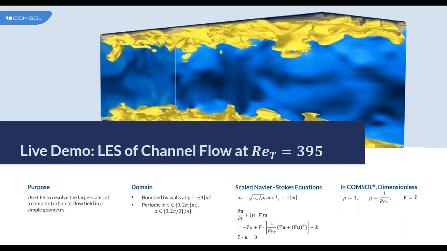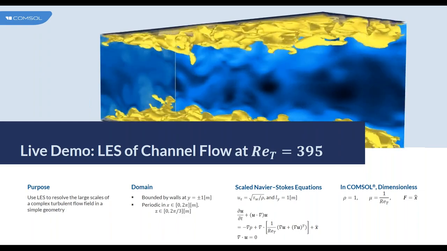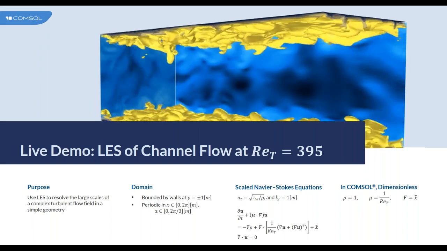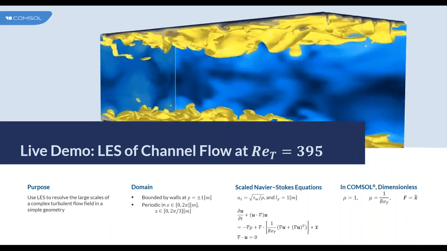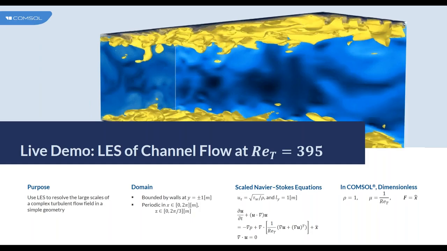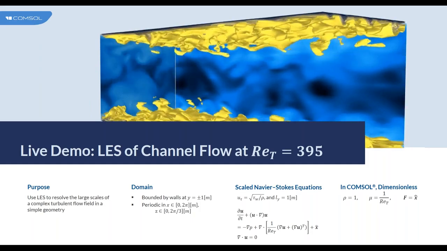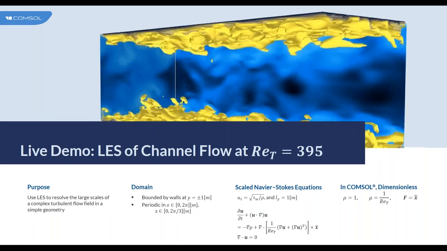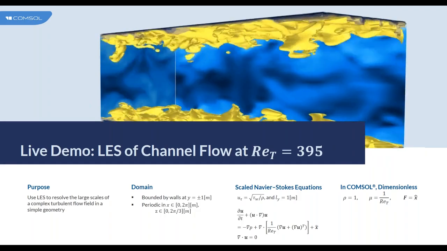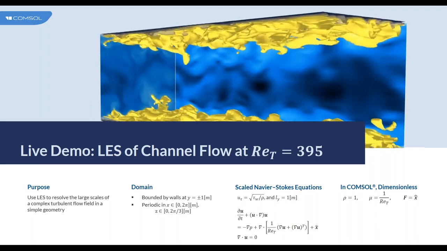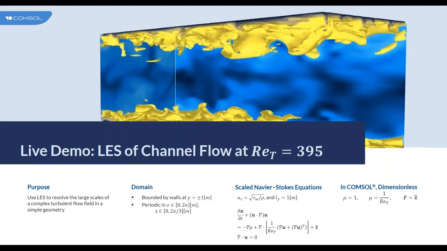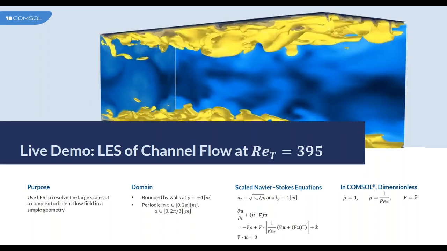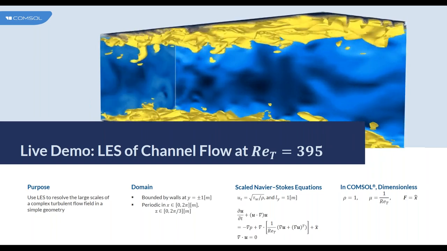But today I'm going to show you how to set up a large eddy simulation of turbulent channel flow at the turbulent Reynolds number of 395. The domain is going to be periodic in the X and Z directions and bounded by walls at y equals plus minus 1. Now, if we scale the equations with the friction velocity and half the height of the channel, we can write the momentum equation in terms of a single parameter, which is the turbulent Reynolds number, and the flow is going to be forced by volume force of magnitude unity in the X direction.